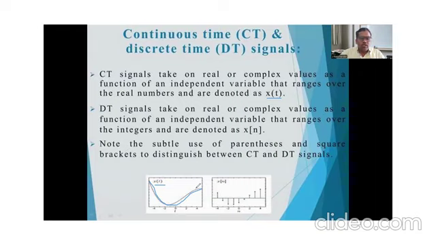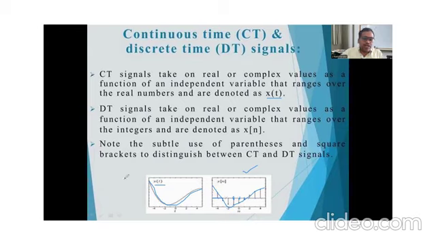Now, another classification is discrete time signals. Discrete time signals are signals that are continuous in amplitude but discretized in the time interval. The signals that are continuous in amplitude but discretized in time interval are called discrete time signals.